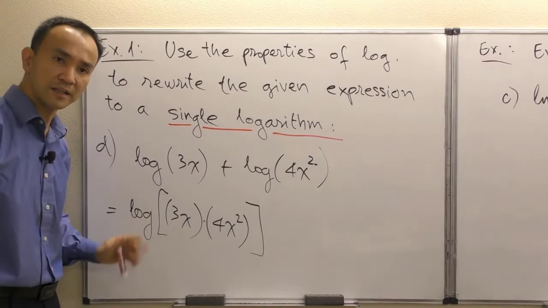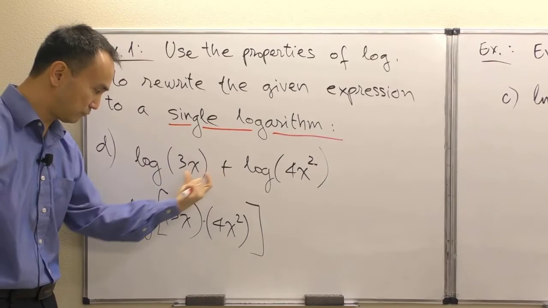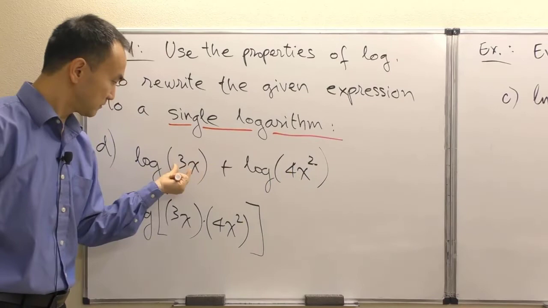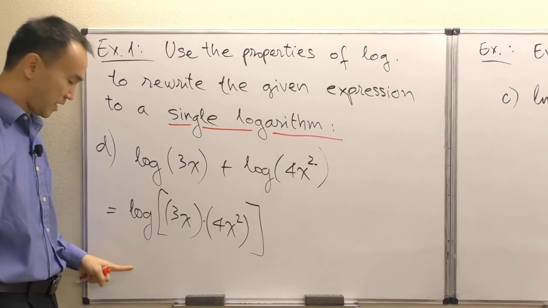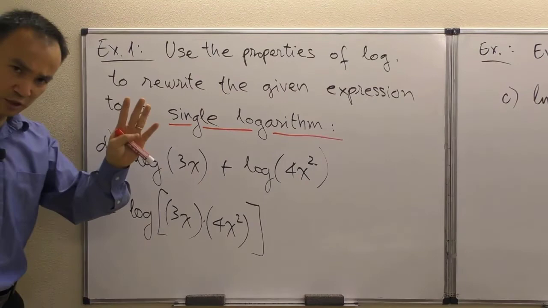That's how I apply that from the sum to product. See the two fancy log arguments here. I multiply them together. Okay, and now I brought two log terms into one single log term. All right, and now we are ready. As far as the goal of rewriting that into one single log term, we're done.